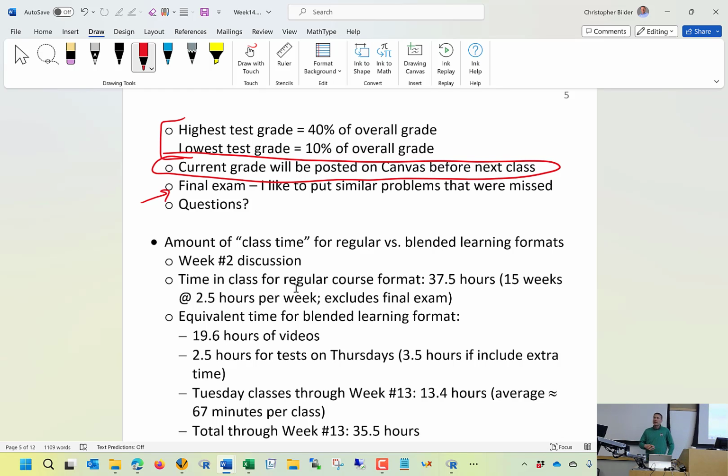Now, with respect to the final exam, in all my courses when I do a final exam, I like to look back at the previous tests. What were problems that sometimes, let's say more than one student, what were they getting incorrect? What were they having difficulty with? And since I want you to learn from those mistakes, I will often put some of those same types of problems then on the final exam.